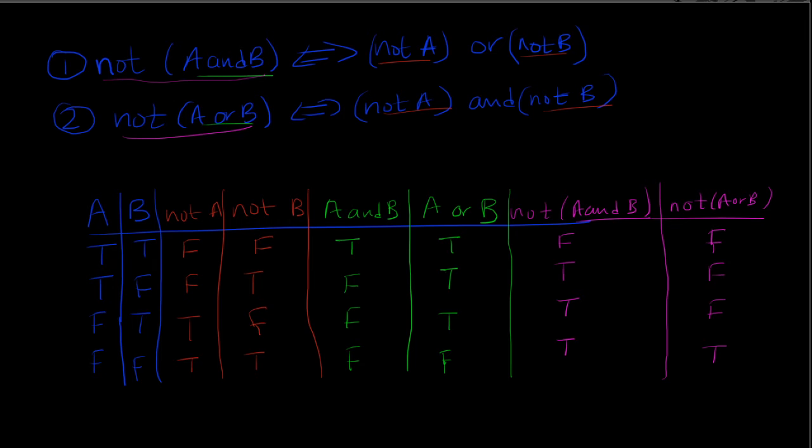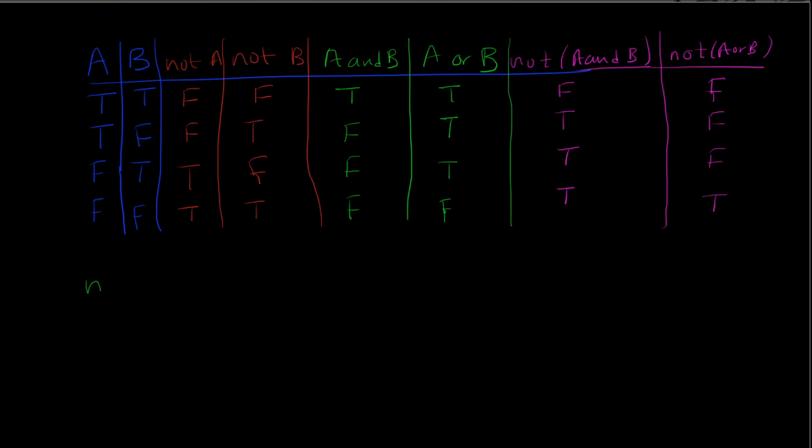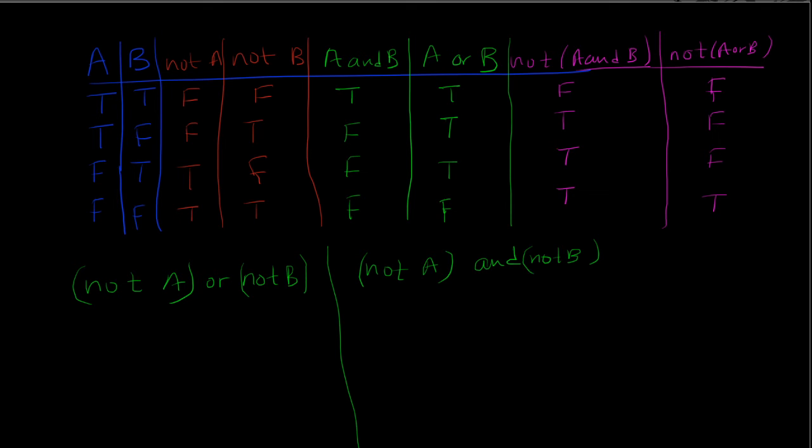So I'm going to be looking at these next. So I'm going to make an extra column here, an extra row. So it'll be not A or not B. And then not A and not B. Okay. So for the first column, actually in both columns, we're going to be looking at these two, not A, not B.